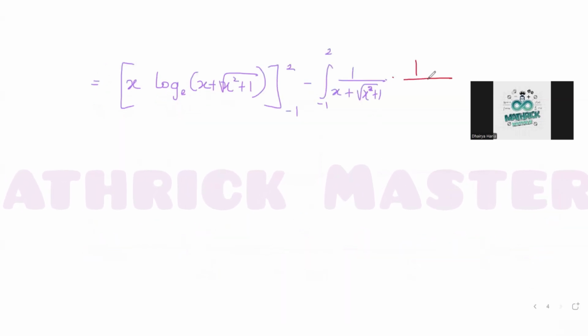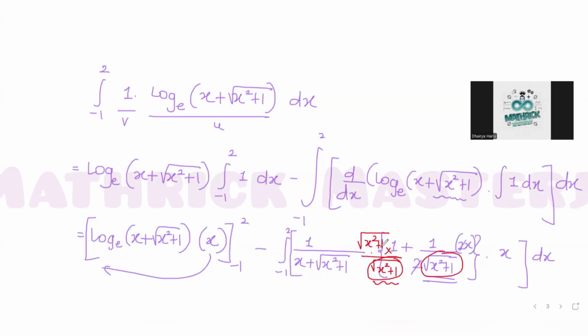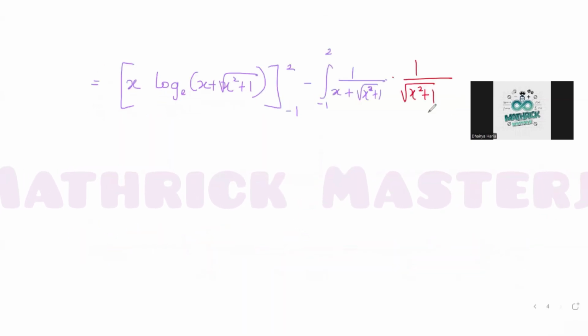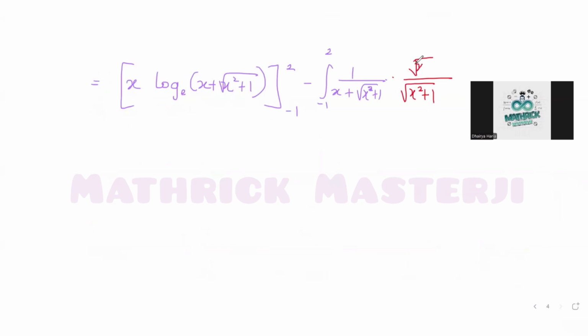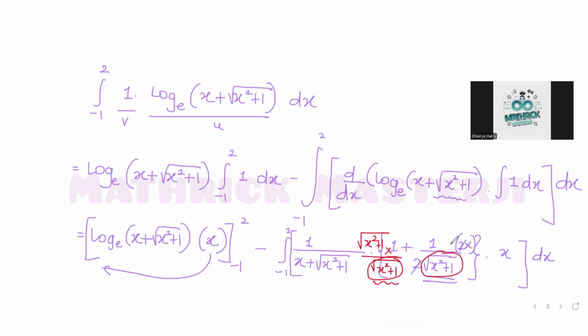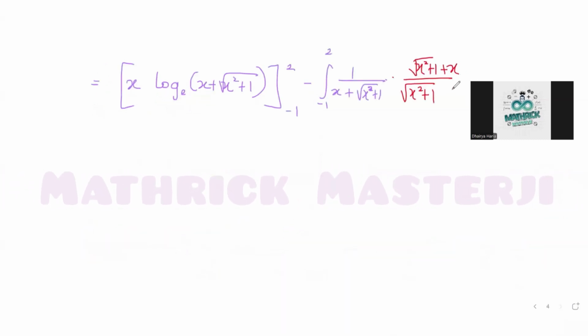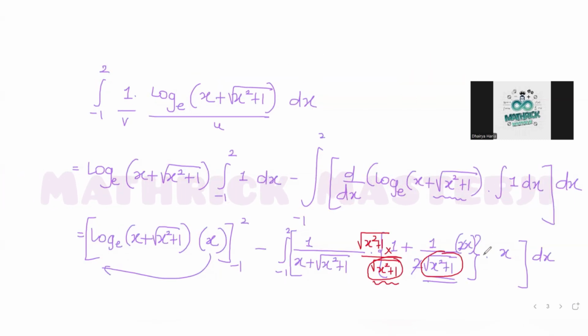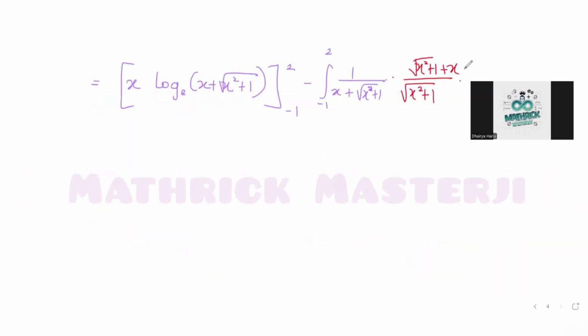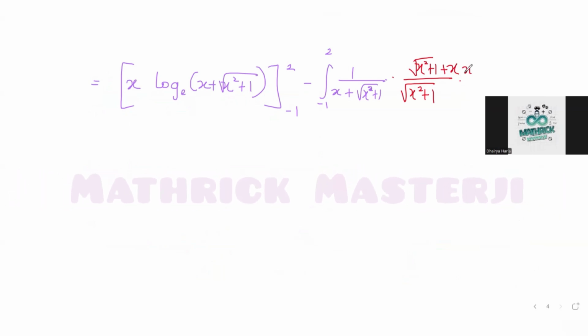So I have root of x square plus 1. And the numerator becomes 1 times root of x square plus 1. Plus here only 1 times x. So plus x. And that is again multiplied with the integral of 1, which we figured out, so x. And then integrating it with respect to dx.